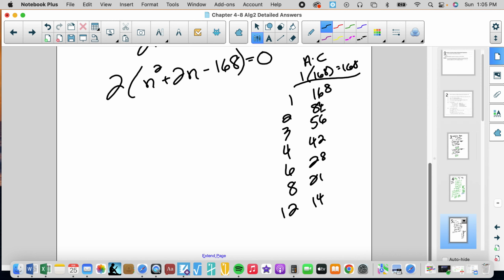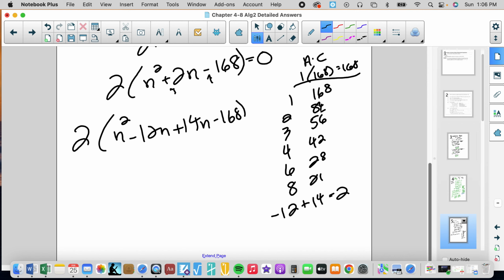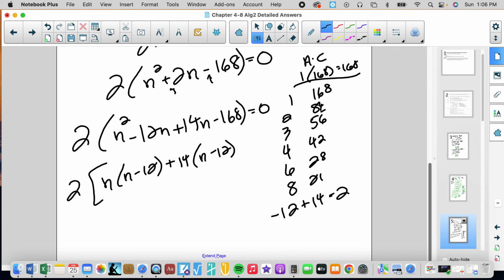So signs are different. Bigger is positive, and subtracting makes my 2. So n squared minus 12n plus 14n minus 168 equals 0. Factor by grouping, we'll take an n minus 12, factor out a 14, and we get 2 times (n minus 12) times (n plus 14).